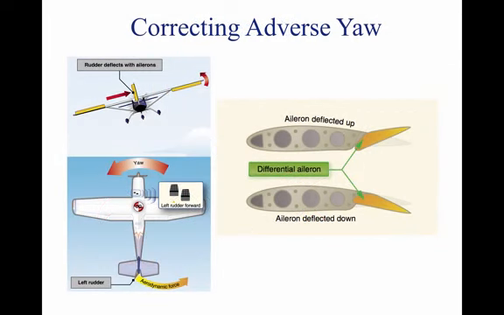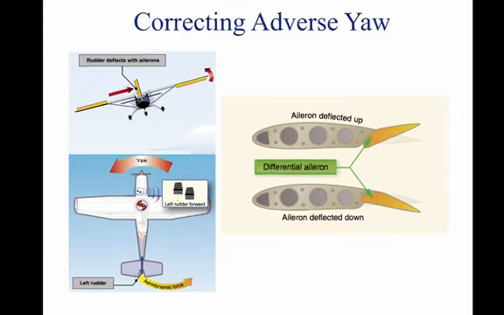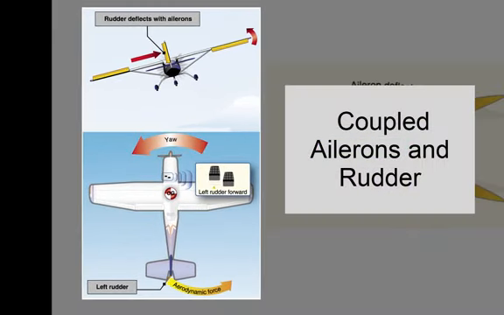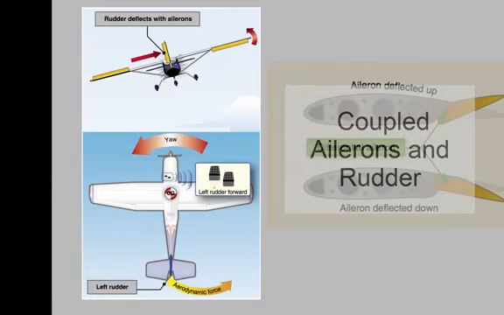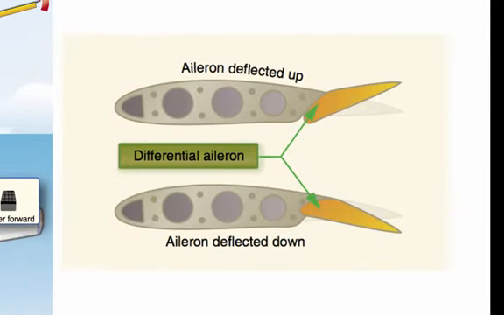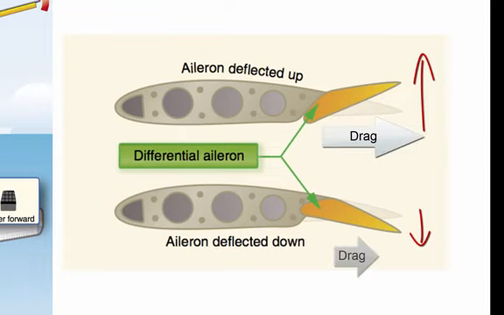There are four major systems that are used to counteract adverse yaw. The first system is coupling the ailerons with the rudder, pictured on the left. The rudder moves in conjunction with the ailerons to correct for aileron drag. The second system is differential ailerons, pictured on the right. The aileron that deflects downward does not move as much as the aileron that deflects up. This helps by increasing drag on the descending wing, thus eliminating most of the yawing effect.